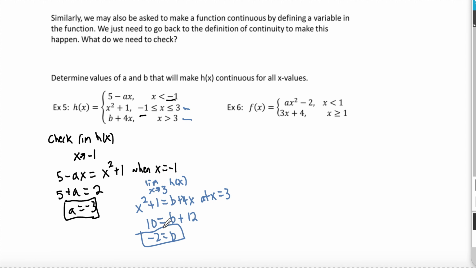All right. I want you to pause the video now and go ahead and answer exercise 6 using the same kinds of skills. Find the value of a that will make this function continuous. Pause the video and then answer the question that you'll see pop up.